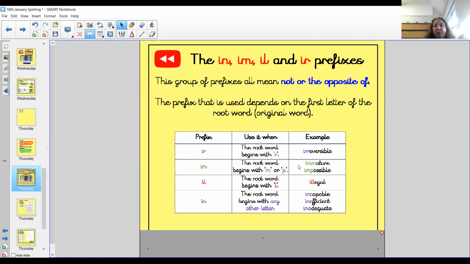So if your root word begins with R, then you would use the IR. If your root word begins with M or P, you would use IM. If your root word begins with L, then you would use IL. And if your root word begins with any other letter, for example, a C, an E, an A, you would use IN. Fantastic. Hopefully all that information is there for you.